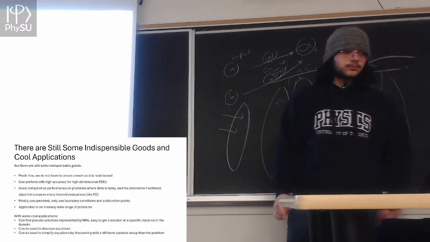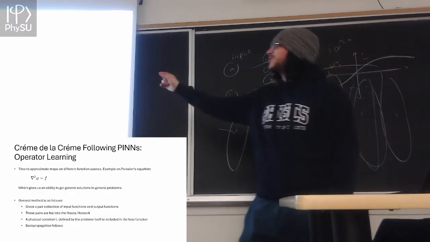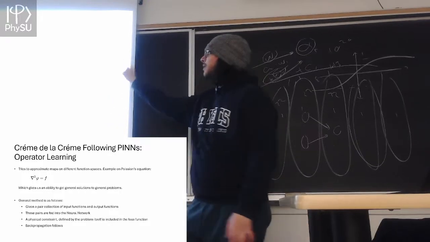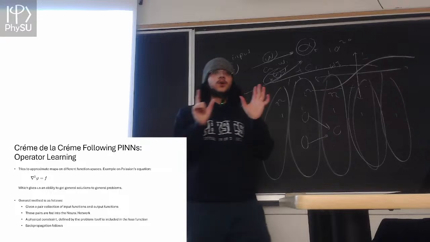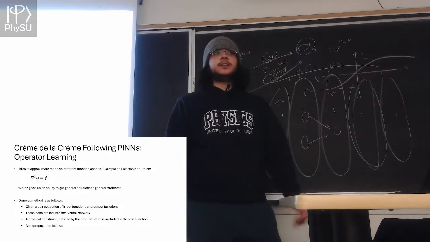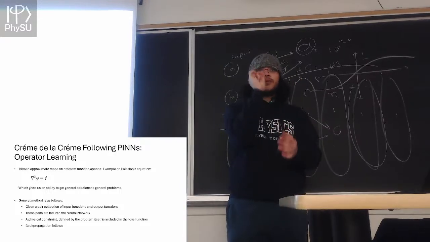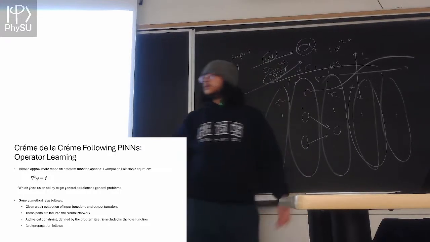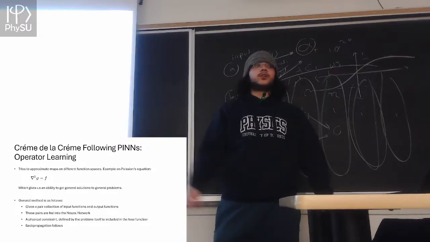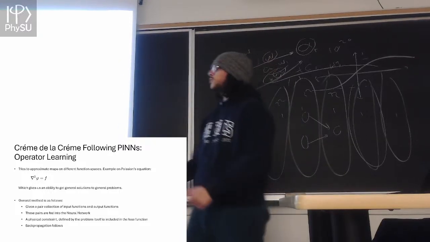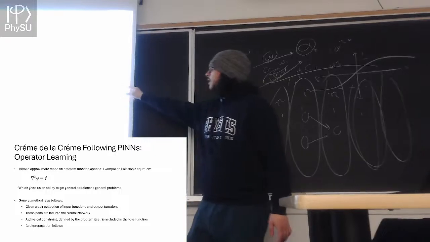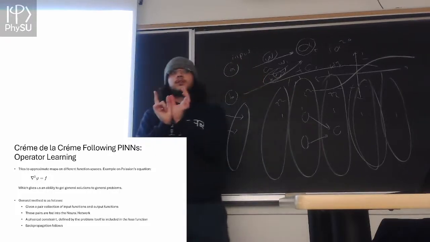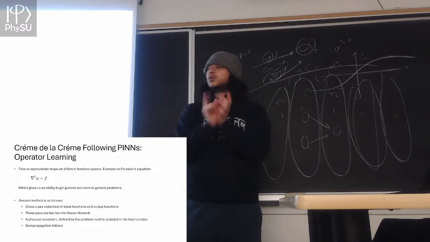So yeah, and there's this creme de la creme following after PINNs. It's called operator learning. So what was one of the issues with PINNs? It's only solving for a very specific problem with very specific conditions, right? These operator learners, although I'm not going to go into too much detail with them, can actually give you a neural network that you can train to find solutions for a general thing.